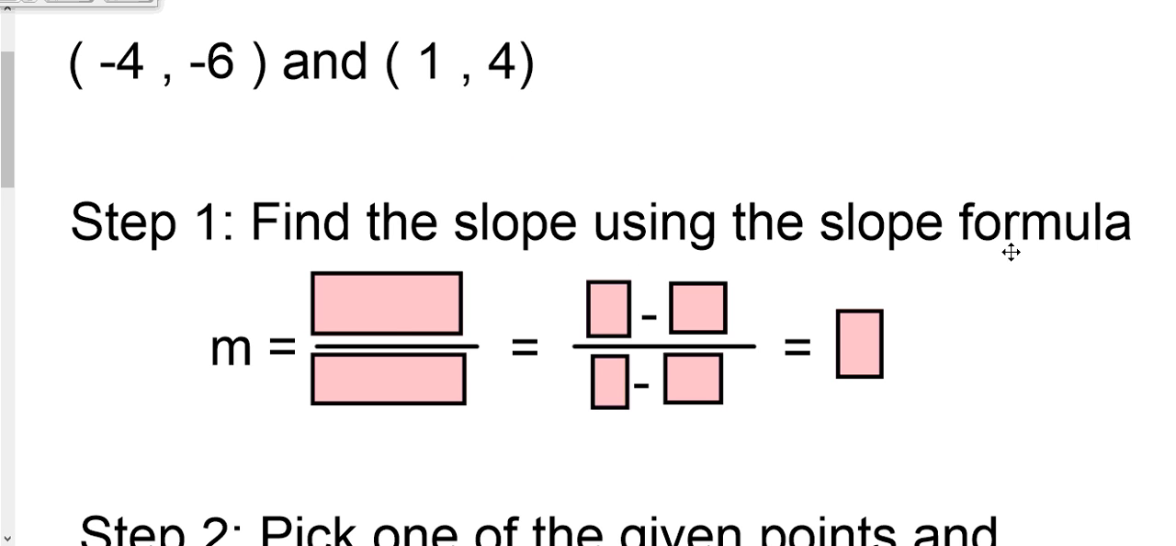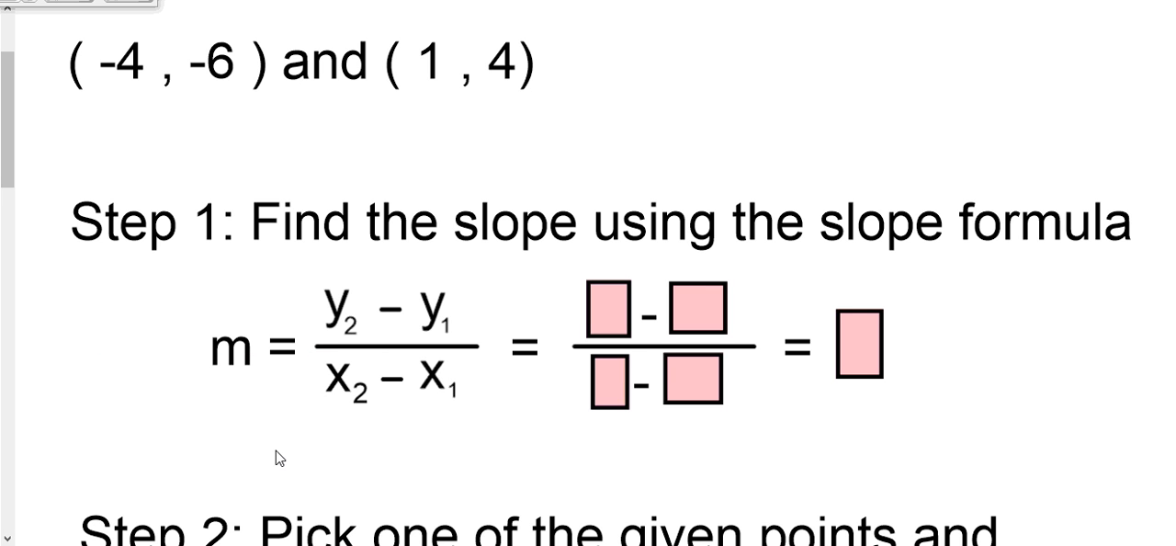So find the slope using the slope formula. You remember the slope formula, y2 minus y1 over x2 minus x1. So first I'll label these points. The first pair is x1 and y1. The second pair is the x2 and the y2 number. So we've got them labeled. We'll just put them right into the formula.